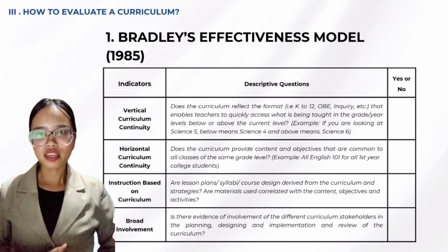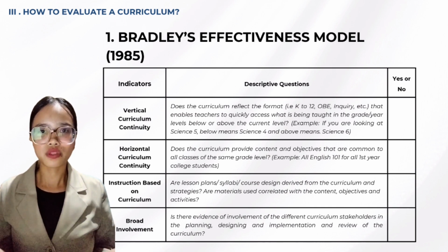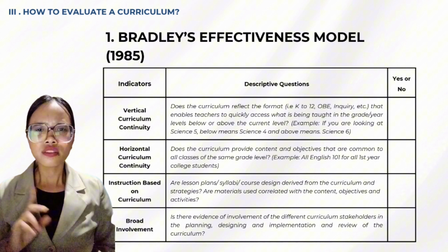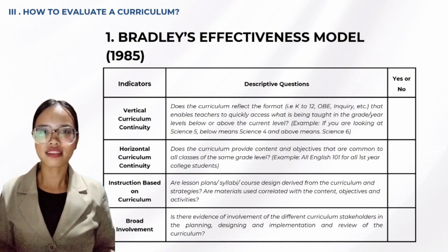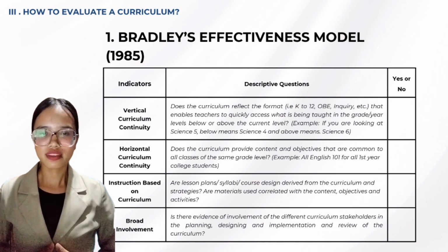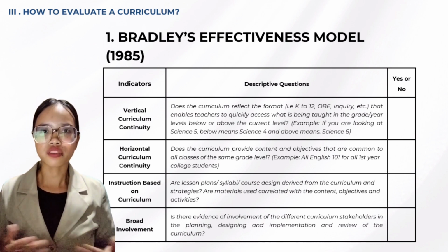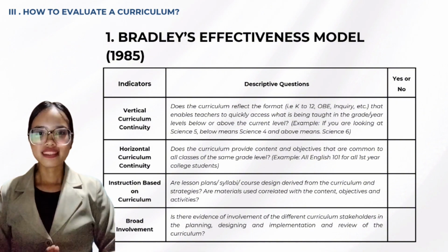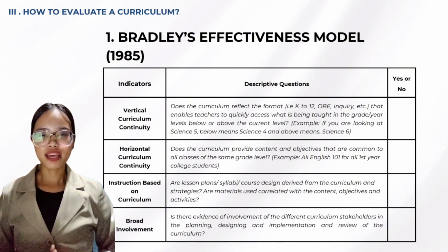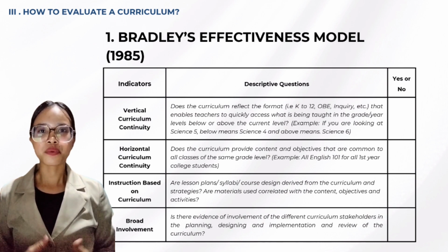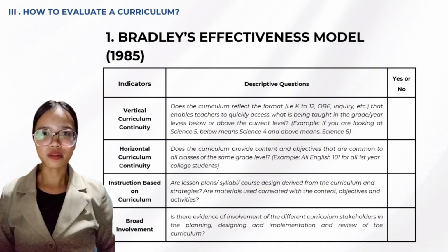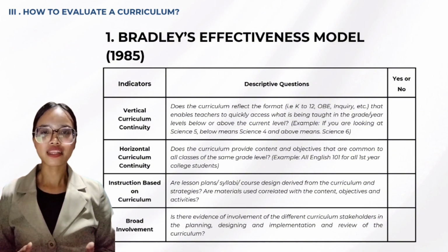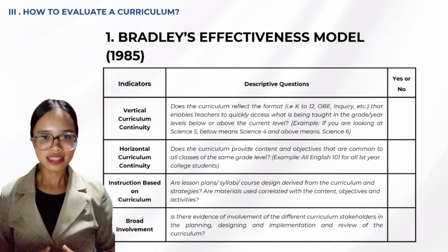And the second indicator is the horizontal curriculum continuity. So this asks, does the curriculum provide content and objectives common to all classes of the same grade level? So this question is about ensuring consistency across different sections or classes. Another indicator is the instruction based on curriculum. So this assesses whether the lesson plans, syllabi, and course design are derived from the curriculum, and if the materials correlate with the content, objectives, and activities.